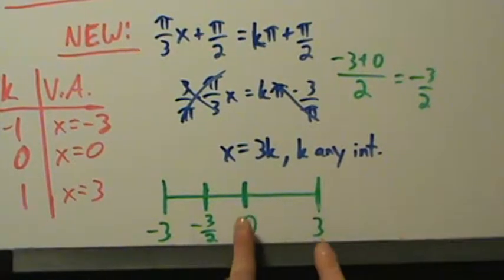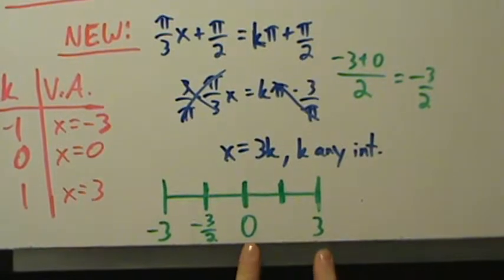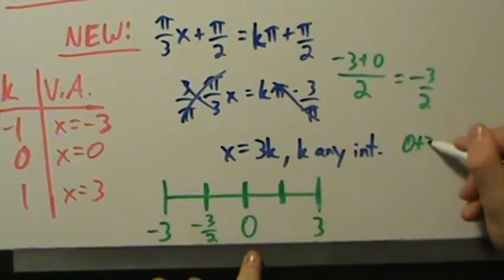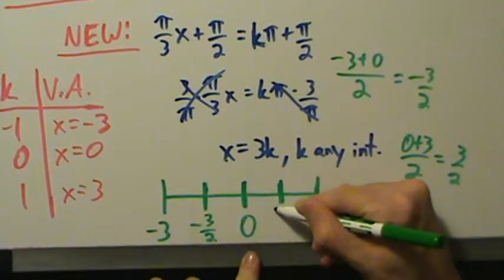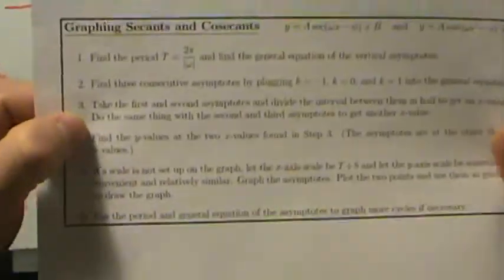Okay, now do the same thing between the second and third asymptotes. Divide the interval in half. So what number is exactly halfway in between them? Well, 0 plus 3, and then divide by 2. Okay, so 0 plus 3 divided by 2 is just 3 halves. So this right here is just 3 halves. Okay, so that's really it for step 3.